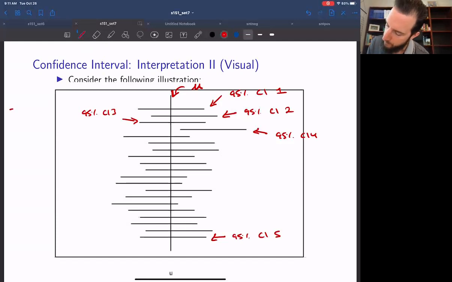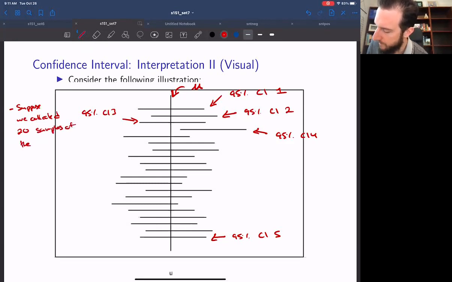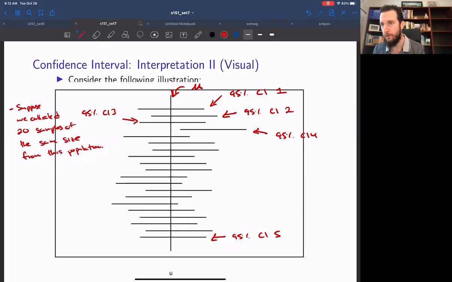Okay, so suppose we collected 20 samples of the same size from this population. Okay, so we have some population that we're studying. We've collected 20 samples.